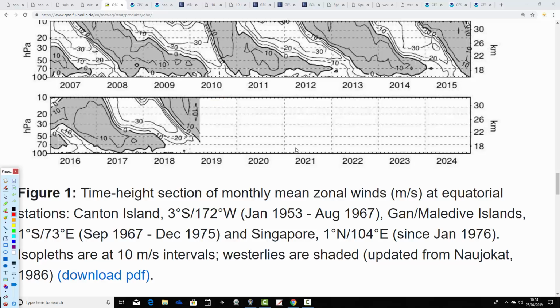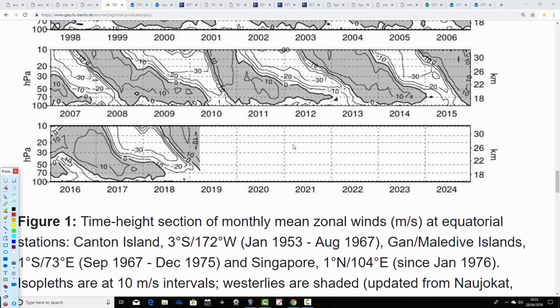So, as I say, they haven't been updating that at the University of Berlin for quite a long while. They stopped updating it for around a year. I'm not sure what happened. But it is being updated now. And, of course, next week, in next week's Sunday Roundup, we should have the QBO number for April.